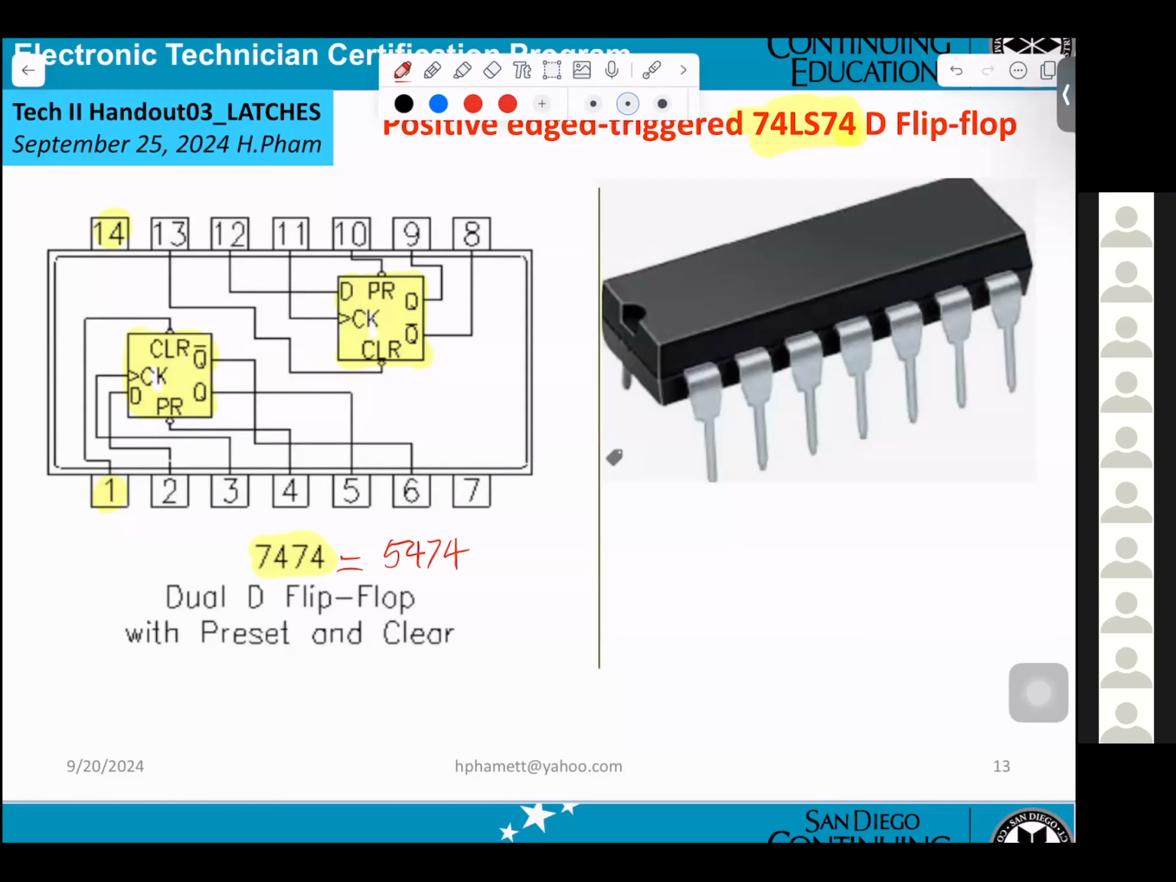Okay, 54, 74. The difference between 74 and 54: 74 is for commercial, 54 is for military. The same IC. You can buy the 74 for $2. However, the 54 costs about $5. Being military, they get high quality, even if it's just a D flip-flop.